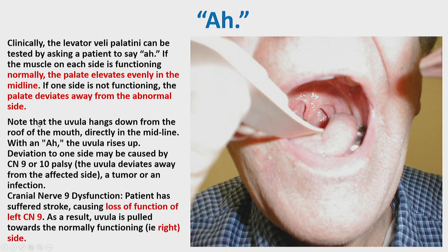But what will happen if one muscle or one side is paralyzed, either by palsy of nerve number 9 or 10, or it can also be due to an infection, abscess, or tumor, a mass that is pushing the uvula to the other side, yes? And you can be the first doctor to recognize that something is wrong with the patient. It must not be a neurological problem or nerve palsy, but it can be a tumor. That tumor is in the deep region and you don't see it, yes?